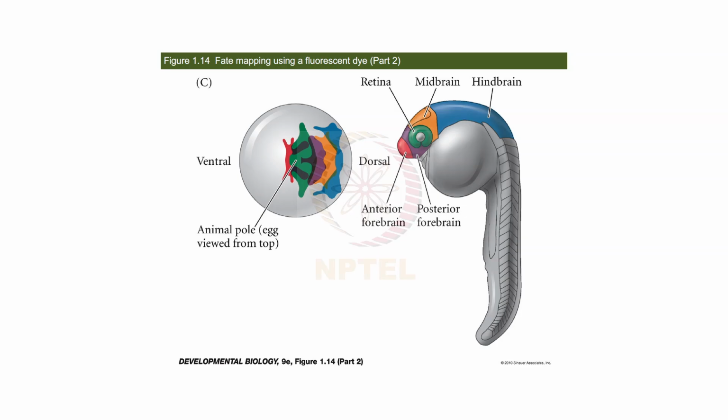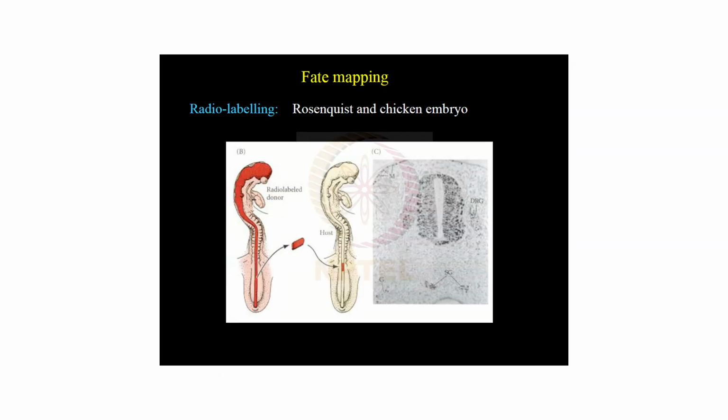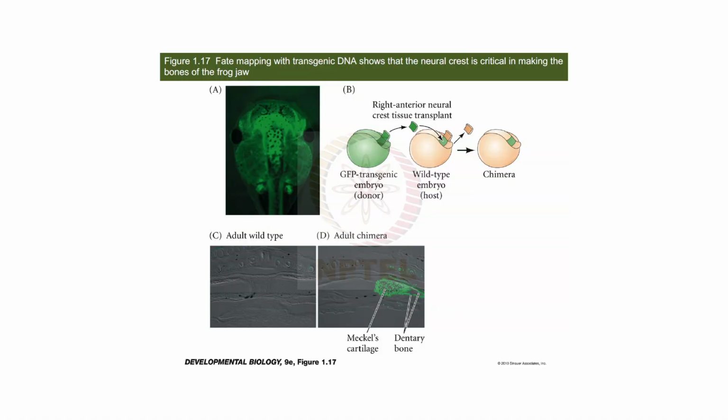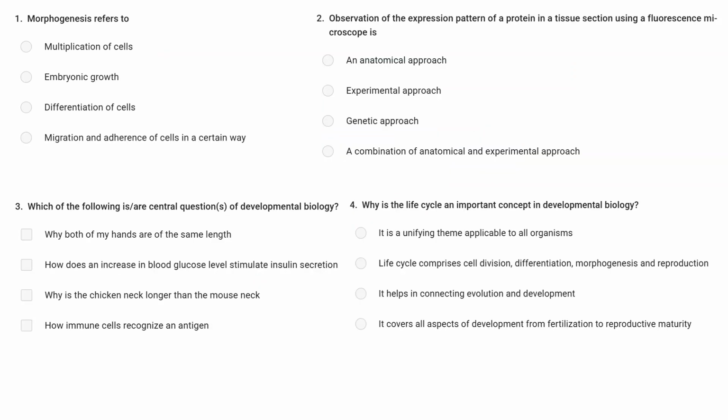Then different methods were used to study fate mapping. One was a fluorescent dye, in which a dye is inserted into that particular type of cells to see the pathway it is going and what it is forming. Labeling is another method to study that, and again it was a genetic way to understand the fate of those particular cells, where they are going and what they are forming.